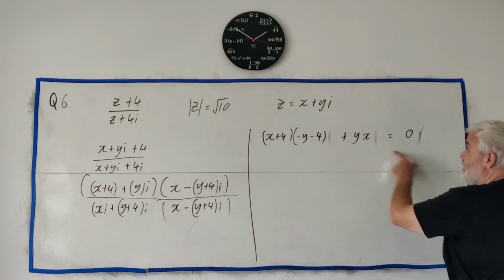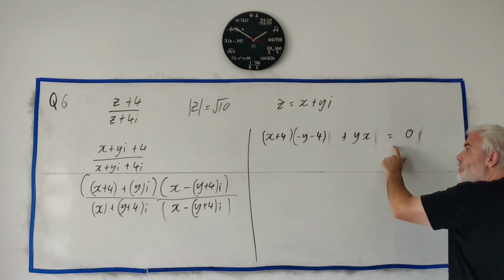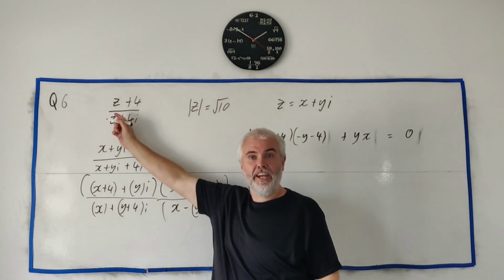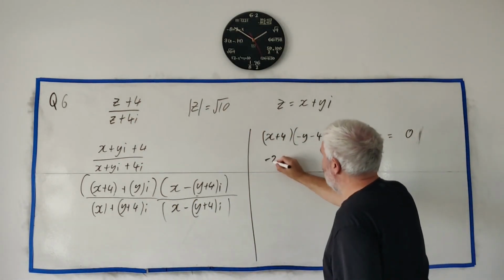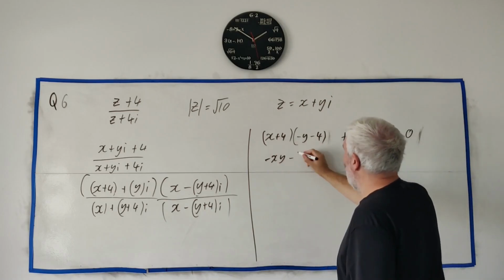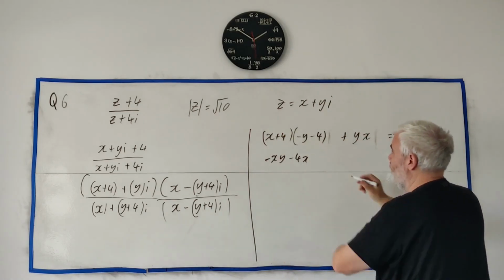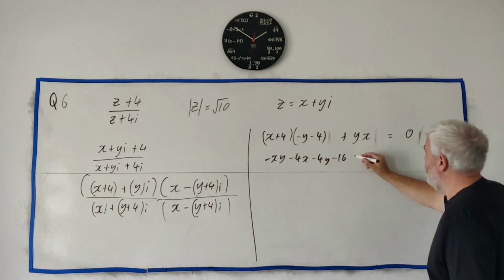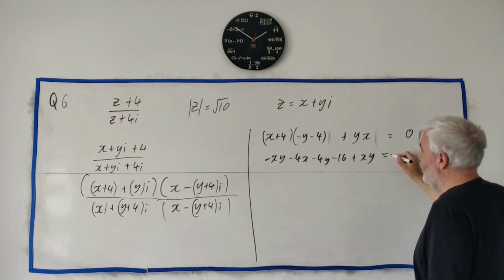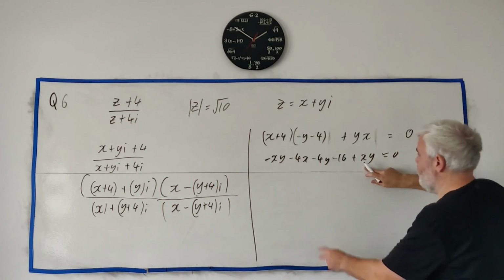So this is the information I'm going to get from the fact that this is real. So let's clean this up a bit. We get minus xy minus 4x. I'm just multiplying this all out. Minus 4y minus 16 plus xy equals 0. We have xy and xy. They cancel.